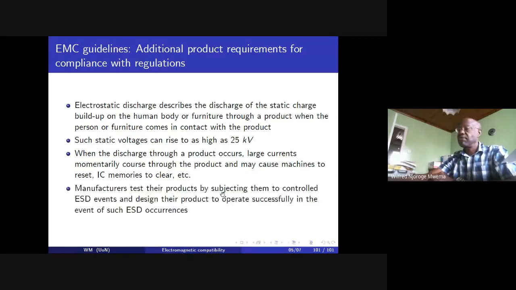So manufacturers will test their products by subjecting them to controlled ESD events and design their product to operate successfully in the event of such an ESD. Because when your machine resets, it means it will have to restart the program again, and therefore there is a glitch in its operation. So, this brings us to the end of that particular part.